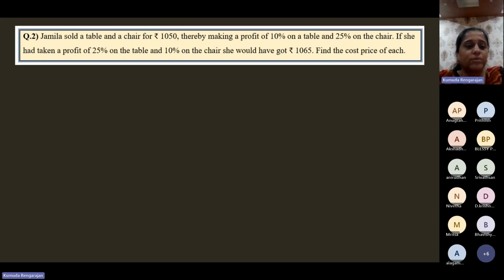If she had taken a profit of 25% on the table and 10% on the chair, she would have got rupees 1065. On selling the table and chair, if she had taken a profit of 25% on the table and 10% on the chair, then the total money she would have got would have been 1065. So that's again another SP of table plus SP of chair. Find the cost price of each.